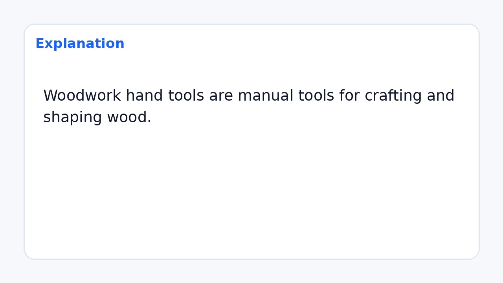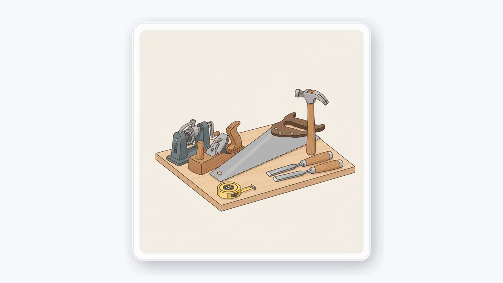First, what are woodwork hand tools? Woodwork hand tools are manual tools used for crafting and shaping wood materials in the workshop. They don't use electricity. These tools are classified into 5 major categories: boring tools, holding tools, measuring tools, marking out tools, and cutting tools. Today, we will focus on boring and cutting tools.